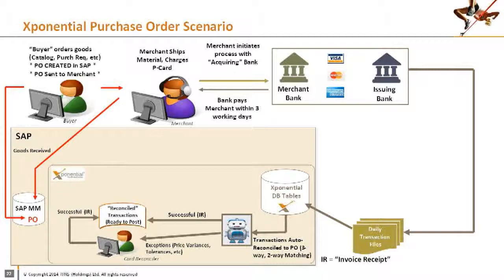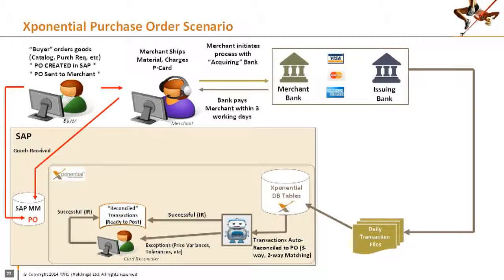We have many customers that use this particular scenario, and success rates are kind of across the board, depending on the level of data that the merchant can send and how well the POs are being created. But we do have some customers that are getting a 95 to 97% hit rate on the successful invoice receipts through the automated process, so only 3% or 5% coming down through the exception process. You've seen some good success there.